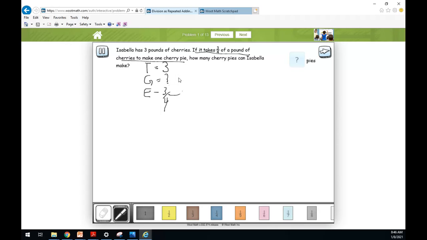Now I'm going to write down my expression. My expression is 3 divided by 3/4 equals a question mark. What is my quotient? Which is the number of groups. Notice that in your word problem, this is what's given to you. That's what you're going to write. This is what you have to find.